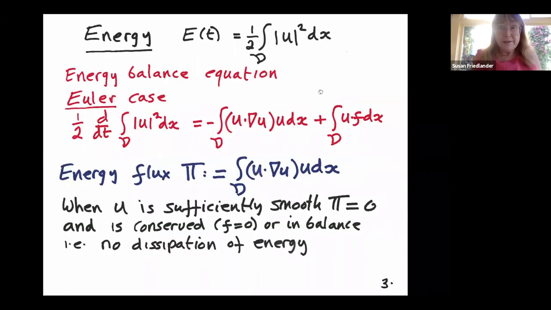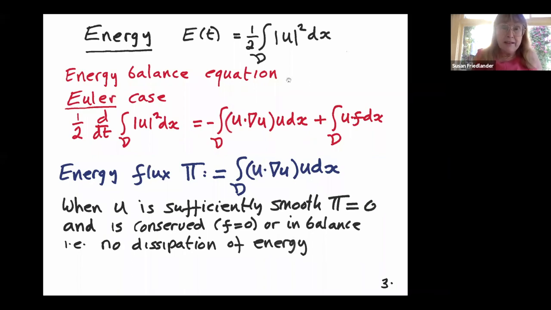A quantity that is important both for Euler and Navier-Stokes, and a quantity that's important in many physical problems, is the energy. So here is the kinetic energy defined in the usual way. Now, I wonder where that's come up. Oh, it's gone away.